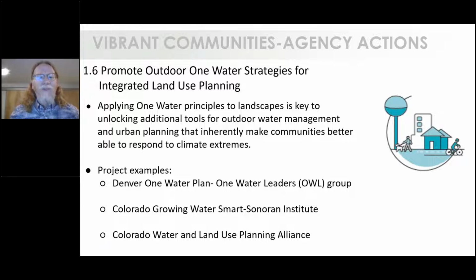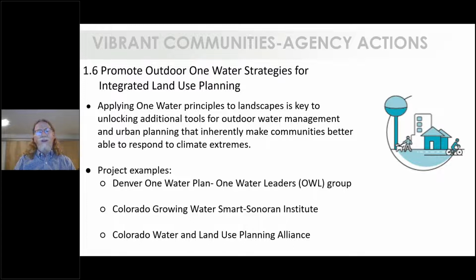That sounds good. So, promoting outdoor One Water strategies for integrated land use planning. Really looking at how this fits into landscape or land use planning, and it's a really good fit. It makes a lot of sense. If you're using One Water principles, the land use and integration of water make a lot of sense, right? And so what this comes down to is climate resiliency, because we're going to be having climate extremes, climate shocks, and how we future-proof our communities, I think this is one of the ways we can do that.